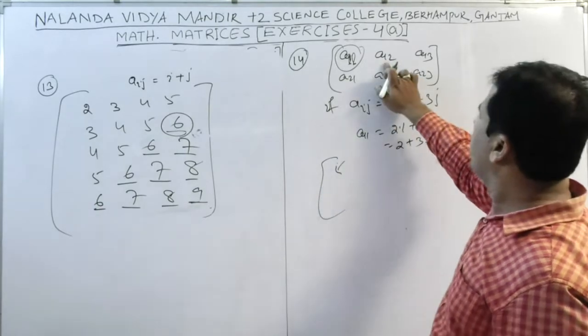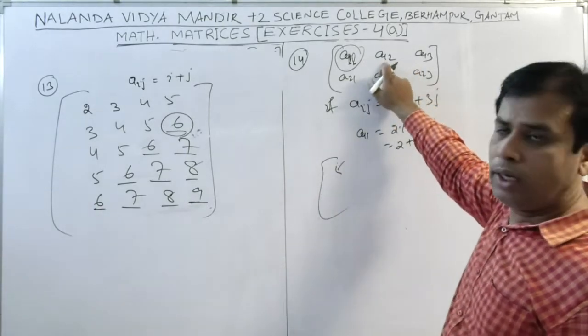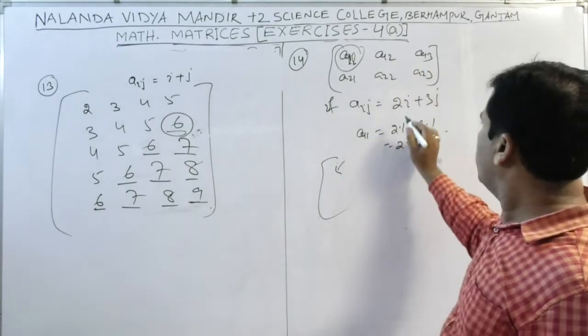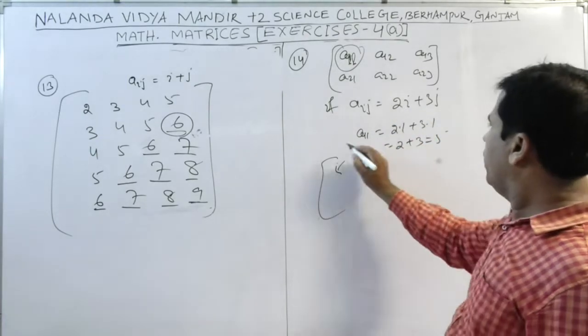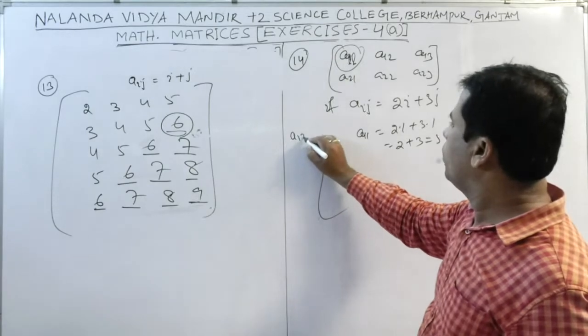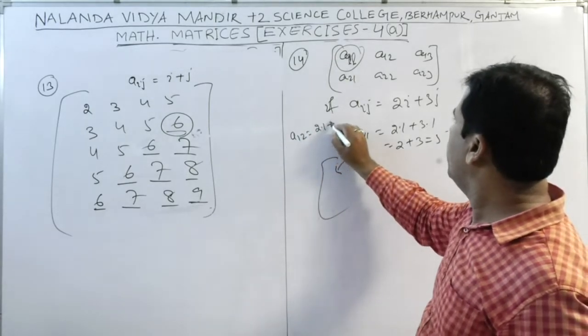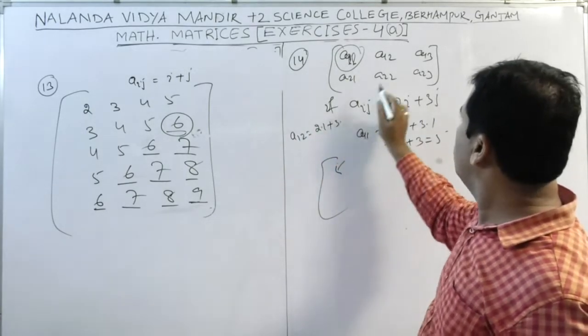In a similar way, here i is equal to 1, j is equal to 2. Okay? So A12 is equal to 2 into 1 plus 3 into 2.